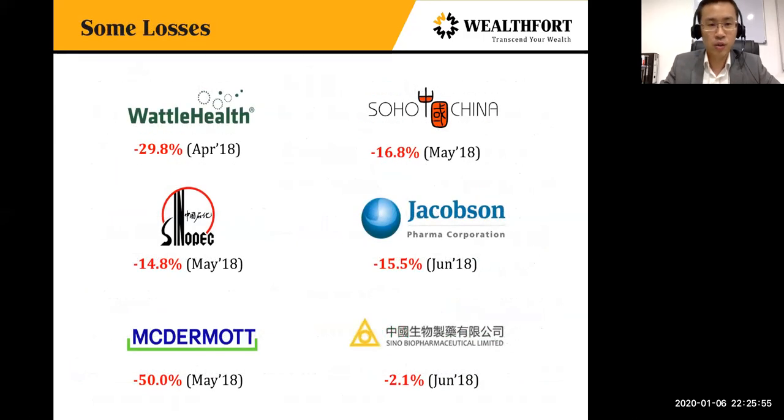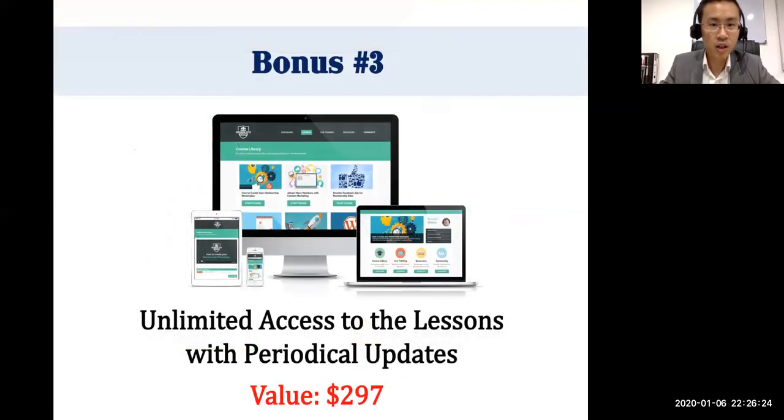Of course, we also have some losses. Not all companies make money. So these are some of the losses that we have in some of the stock ideas that we gave. Some are down 29%, some are down 15%, and our biggest drawdown is McDermott, which is the only one that's down more than 30%. It's down 50% because many of the suppliers of this company, which are shale oil related, went bust, so they can't pay this company.